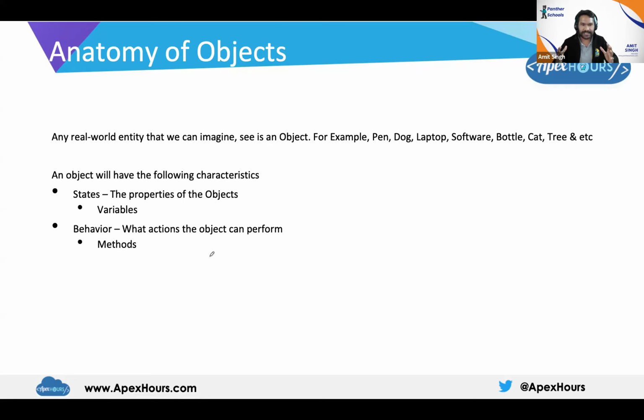Anything that you see or imagine is an object. Even a software is also an object. If you have a question, just talk about the states of a software and the behavior of a software, and you will immediately get it: okay, this is an object. So just to give an overview, an object is a real world entity that will have two things, states and behaviors. States are the information about that object so that we can understand and know more about it. And behavior is what an object can do, what it is capable of doing.